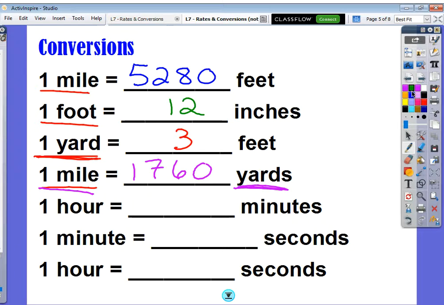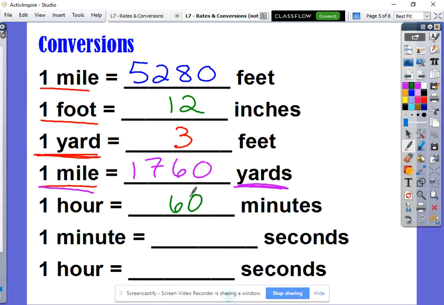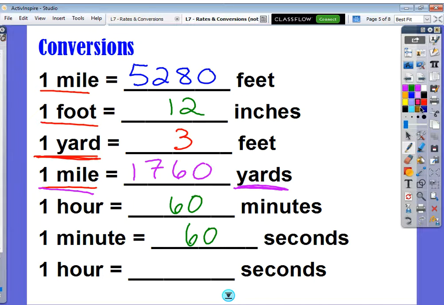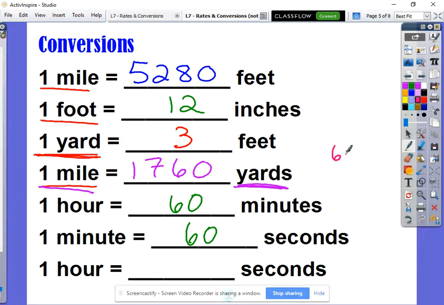Let's talk about times. We should all know there are 60 minutes in an hour and then 60 seconds in 1 minute. So then thinking about that, how many seconds would there be in 1 hour? Well, hopefully you just realize you can do 60 times 60 and you're left with 3,600 seconds in an hour.